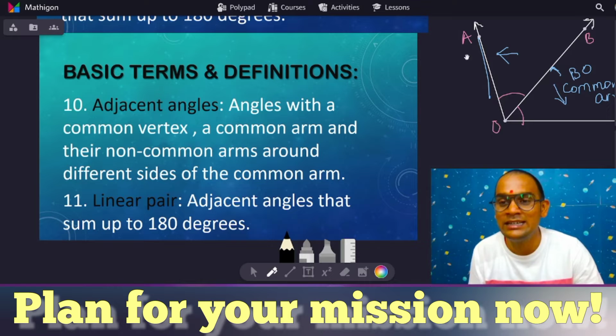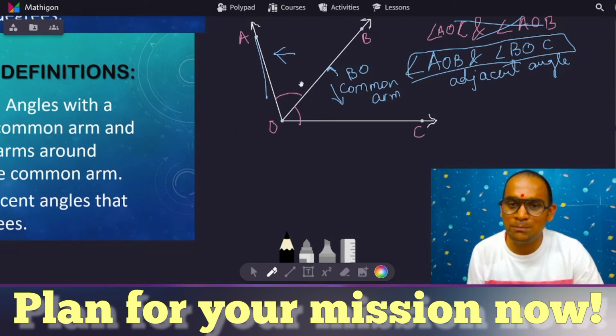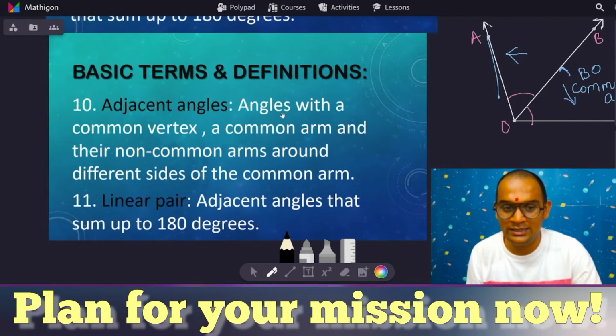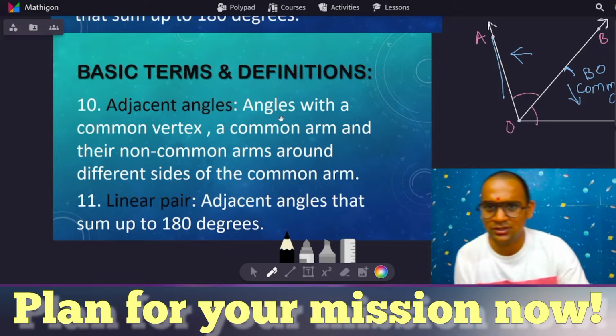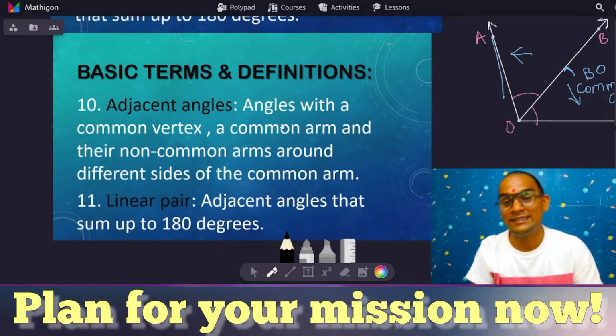Then comes the linear pair. Now, what happens in a linear pair? Suppose these adjacent angles are in such a way that they form 180 degrees, then that is called a linear pair. We will be discussing this in a little more detail after a while, which is called the linear pair axiom.